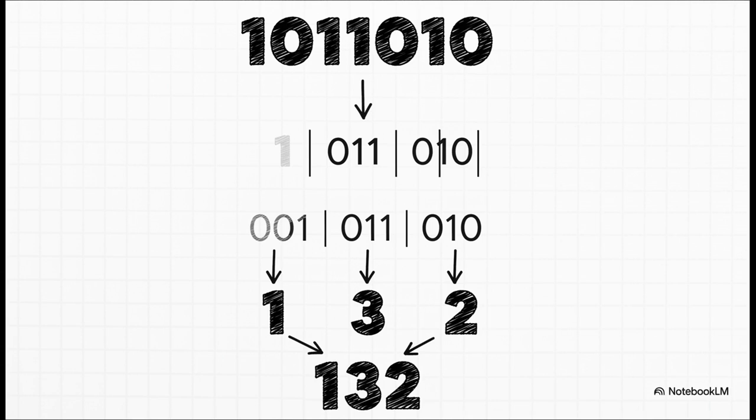Now you just convert each of those tiny groups into a single digit. 001 is just 1, 011 is 3, and 010 is 2. Put them all together and you get the octal number 132. How easy is that? It's so fast.